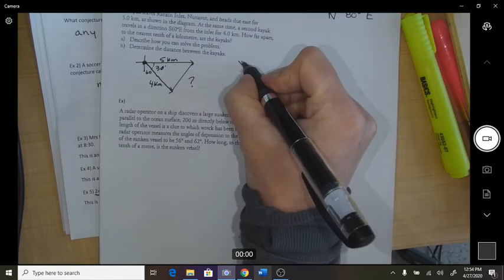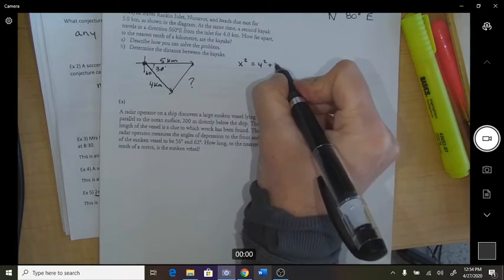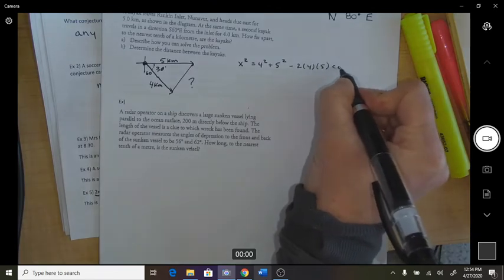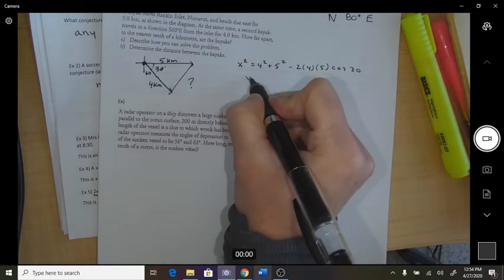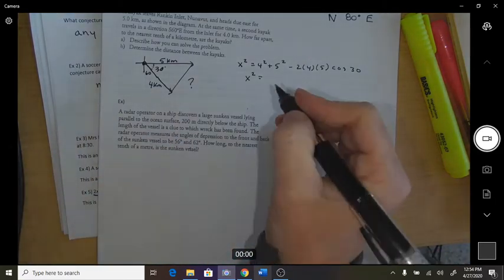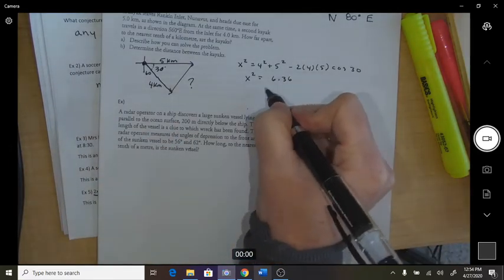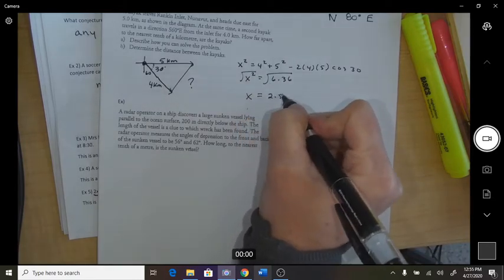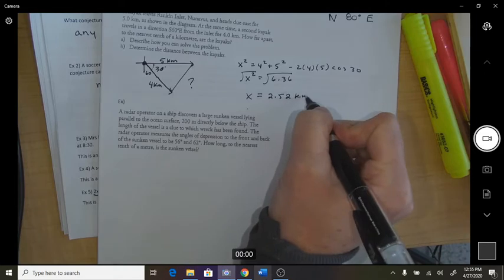So x squared equals 4 squared plus 5 squared minus 2 times 4 times 5 times cos 30. And then you'll have to do that all in one step. And then don't forget that you still need to square root. And they are 2.52 kilometers apart.